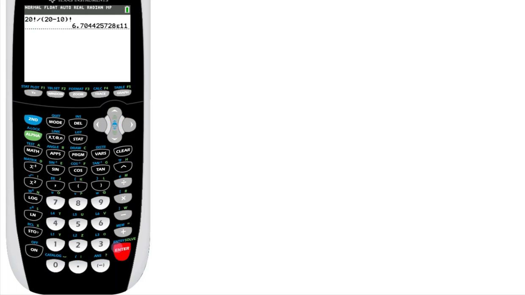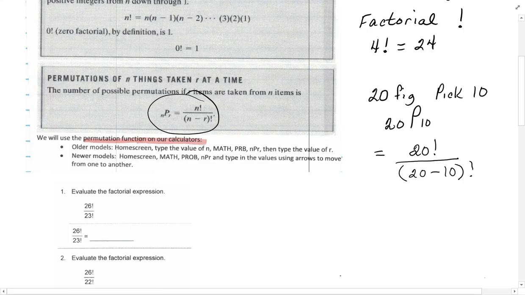That's huge. That is so huge that the calculator, I made that up on the spur of the minute. It is 6.7044 and so on times 10 to the 11th power. It's too huge to write down. And you won't be confronted with a number like that in any of your assignments. But you get a huge number.